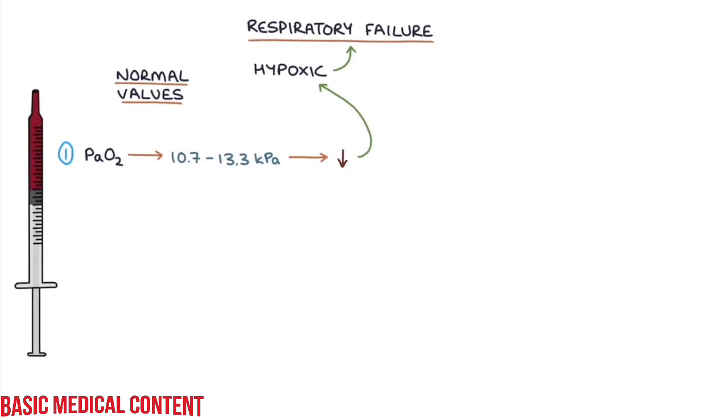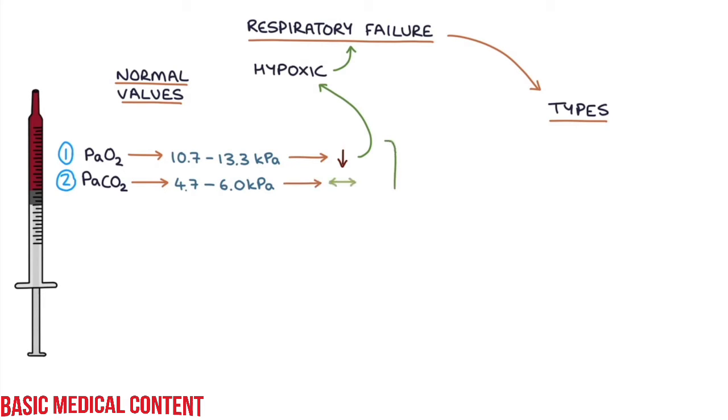It's important to distinguish between the types of respiratory failure. A low PaO2, or partial pressure of oxygen, indicates hypoxia and respiratory failure. If the patient has a normal PaCO2, or partial pressure of carbon dioxide, with a low PaO2, this indicates type 1 respiratory failure. Only one of the PaO2 and PaCO2 is affected, with a low PaO2.